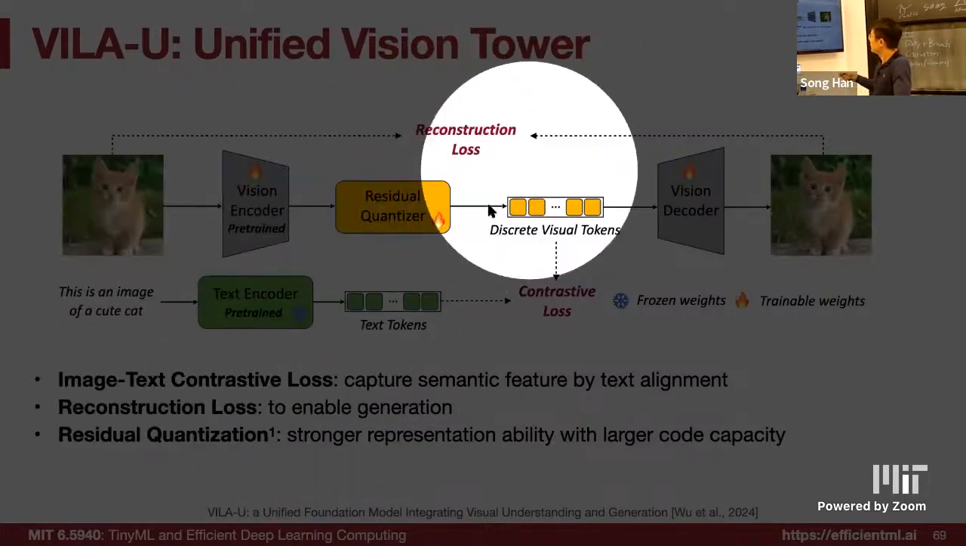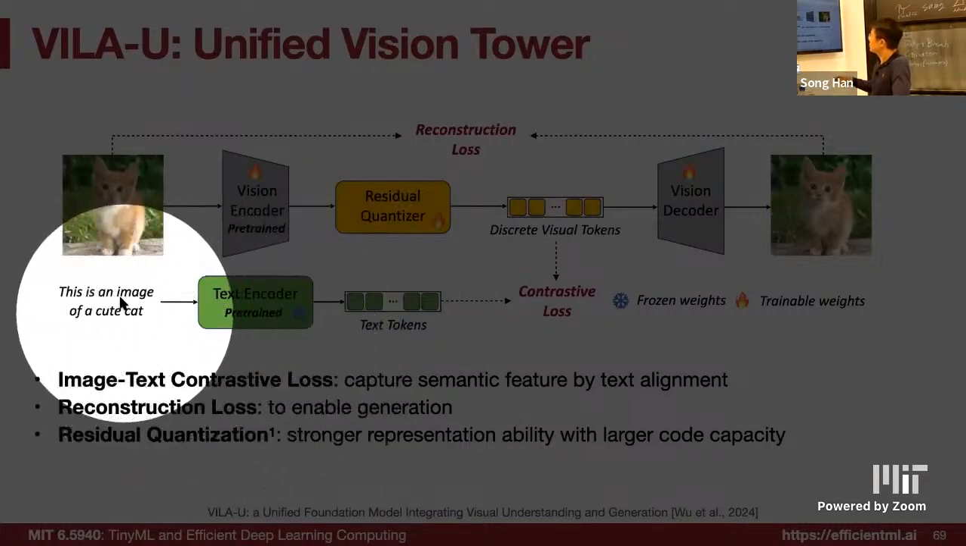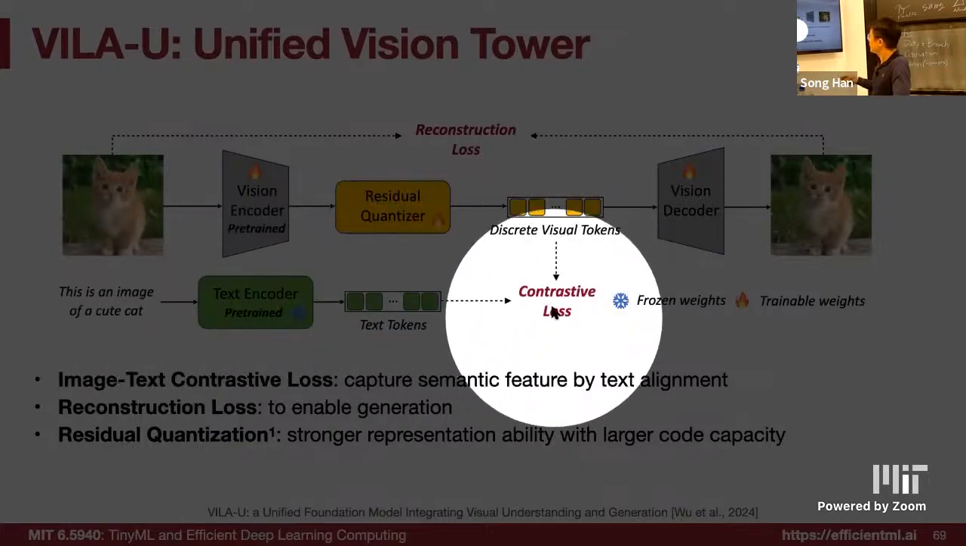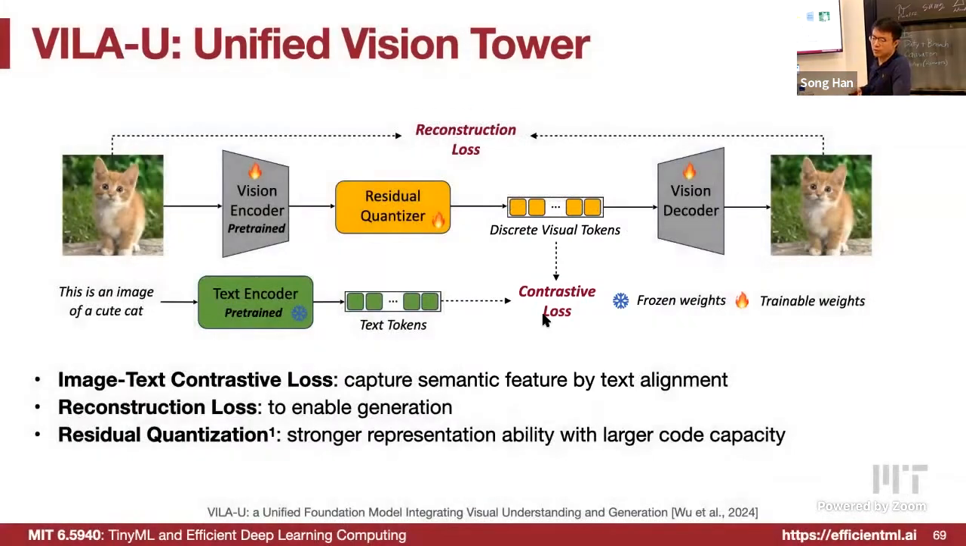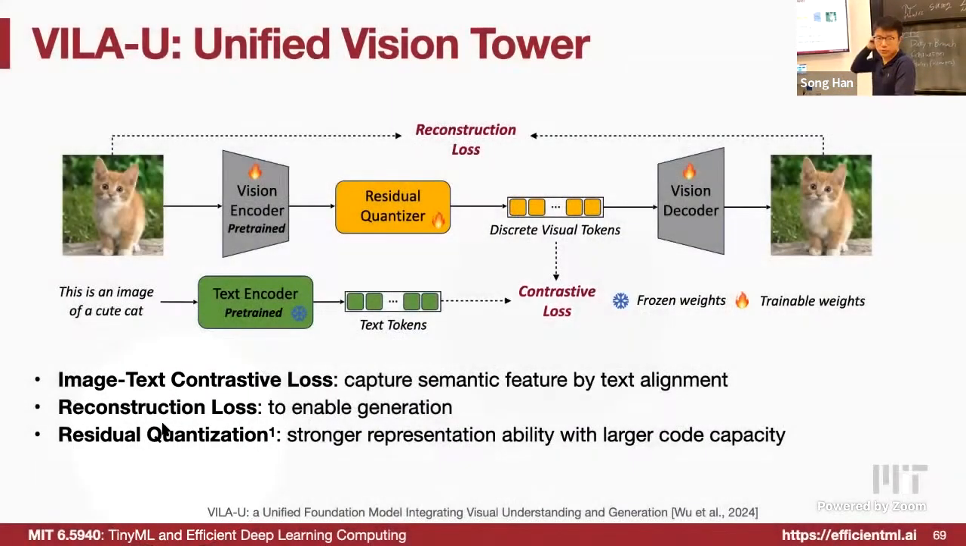We enable the generation. The second part, we want to enable this image-text contrastive loss to make sure the image tokens and the text tokens are very close, so that we want to capture the semantic feature by the text alignment. So image and text are aligned together. And here we use this residual quantization to quantize not only just one codebook, but also several codebooks to encode not only the absolute value, but also the diff, and the diff of the diff, and the diff of the diff of the diff.